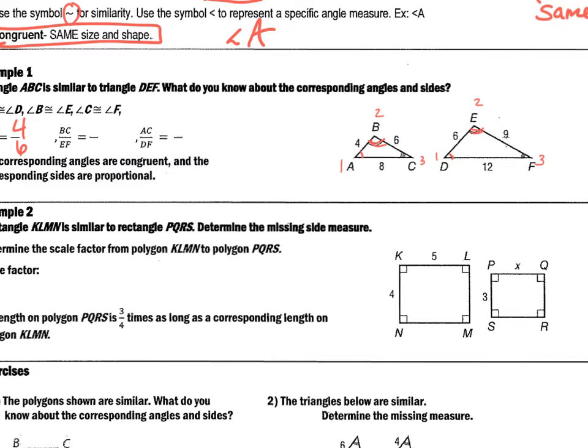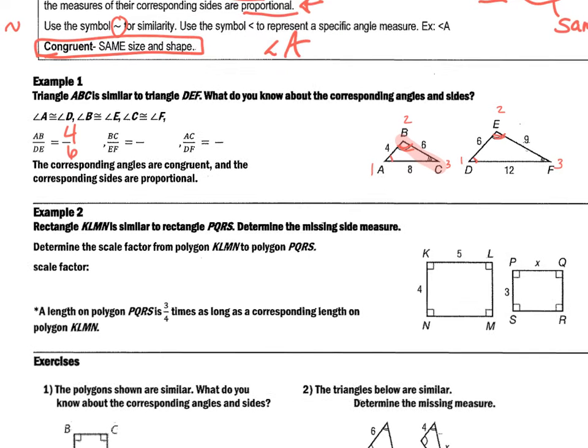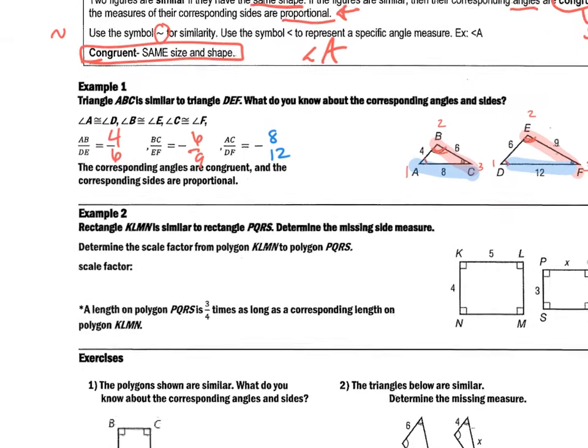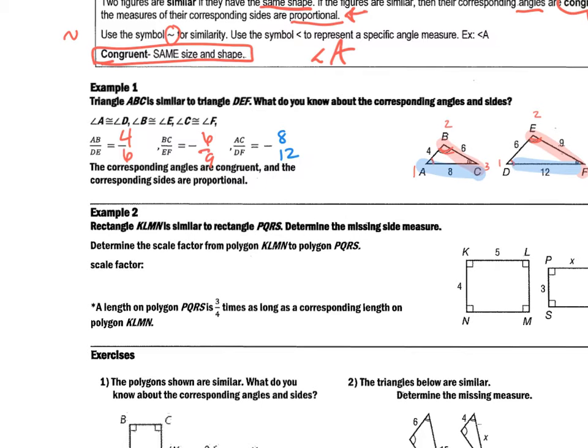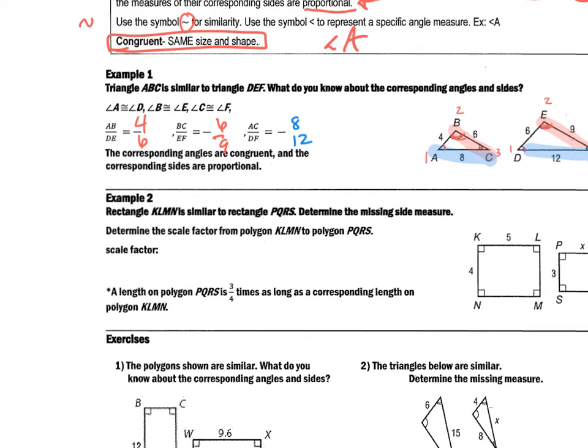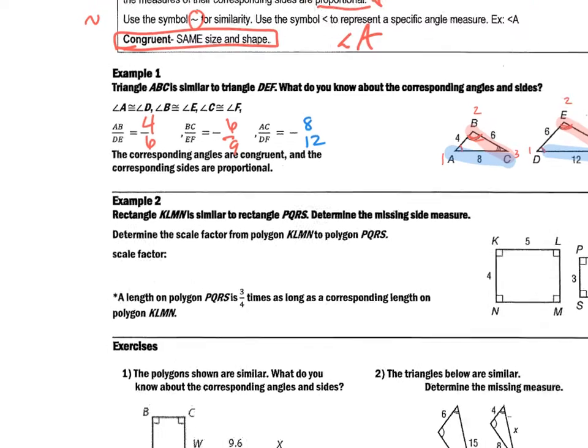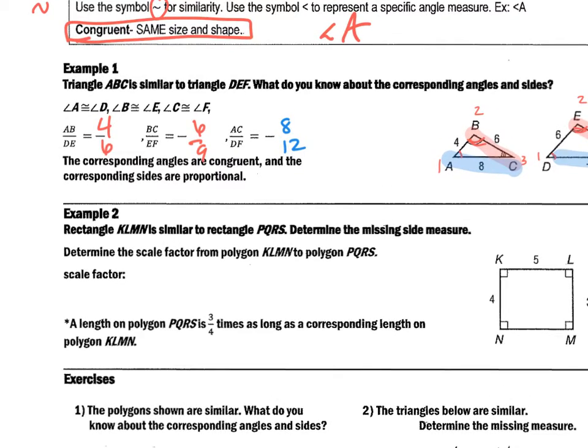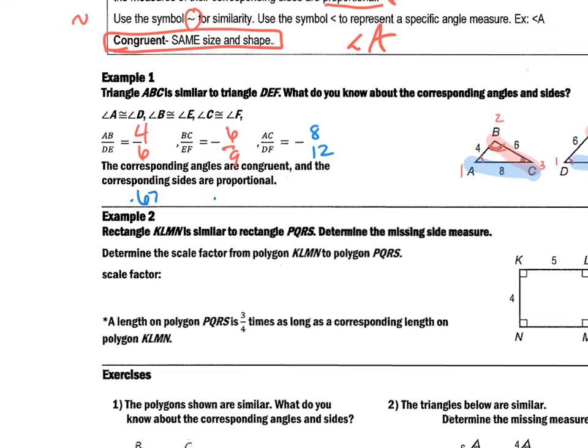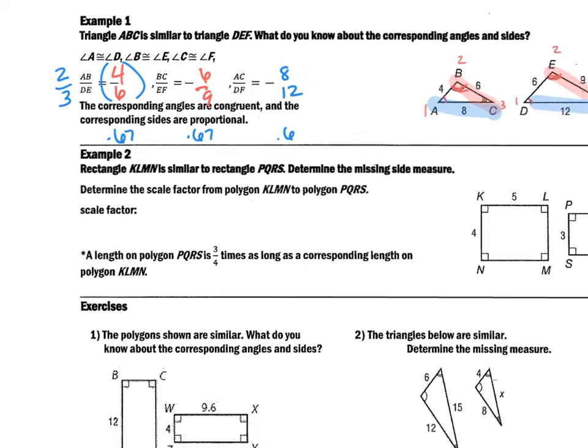B to C, right here, is 6. And then E to F is 9. And then A to C, we've got 8. And D to F is 12. So the corresponding angles are congruent and the corresponding sides are proportional. So if we wanted to, we could reduce those all down or divide them. And so if you divide all those fractions, or if you reduce them down, you get 0.67 on each. If you were to reduce it, it would be 2/3 on each one.